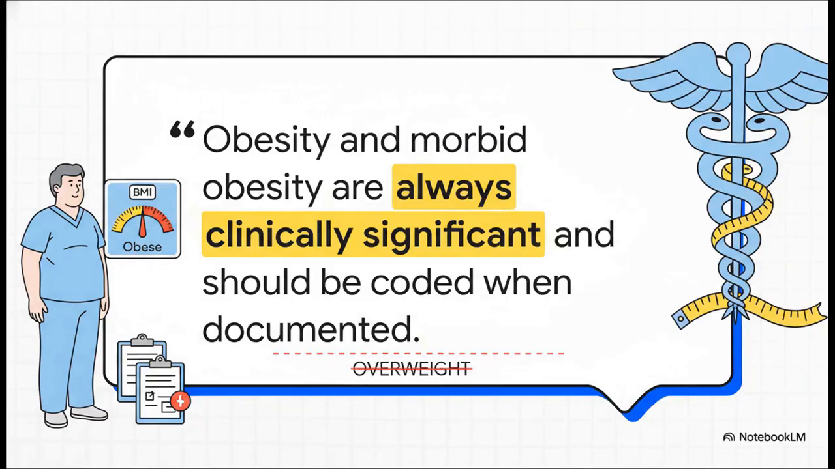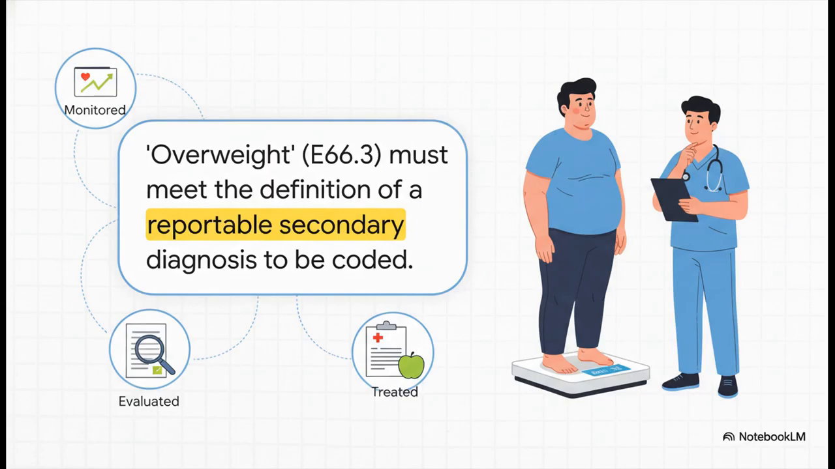So here's the crucial takeaway from the official guidelines. If a provider documents obesity or morbid obesity, you code it. That's it, period. The guidelines just assume it's clinically significant by default. But notice what isn't mentioned here? The term overweight. And yeah, that has its own special rule. And here is that rule. Unlike obesity, you can't just code overweight because it's mentioned somewhere. No, it has to meet the official criteria for a reportable secondary diagnosis. And that means it has to be actively monitored or evaluated or treated during that specific encounter. It's a really critical distinction to know to avoid any upcoding.